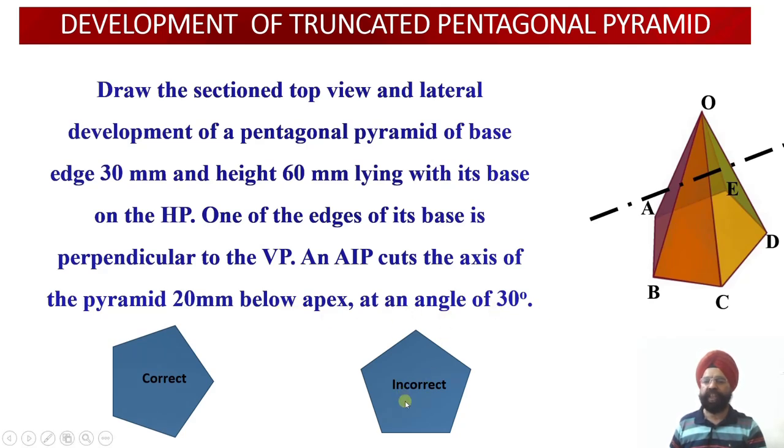Now if we draw this pentagonal base in this orientation, this will be incorrect. Why? Because if my XY line lies here, none of the edges of the base will happen to be perpendicular to the vertical plane. So this is my correct orientation, that is if my XY line lies here, then this edge of the pentagonal pyramid base will be lying perpendicular to the vertical plane. So I have to draw the pentagon in this orientation, right?